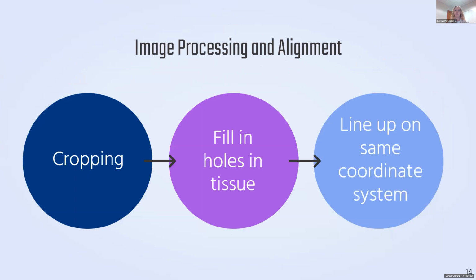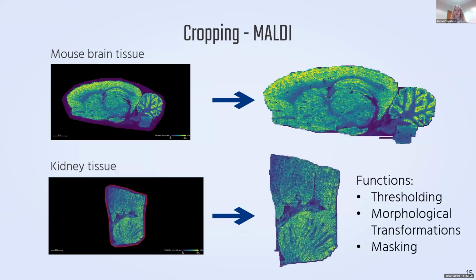So in order to go through this whole process, there's many steps that must be taken, such as cropping the images, maybe filling in holes in the tissue, and also lining up the two images on the same coordinate system. So these are some of the tools that I created, and here are some example images of the examples that I did. So here is the mouse brain tissue and kidney tissue, and you can see that the outside is cropped out and made transparent. And for these, I use functions such as thresholding, morphological transformations, and masking.